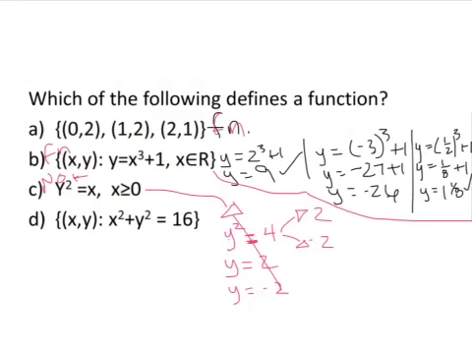And then this final one, x squared plus y squared equals 16, is a lot like a problem we saw in class. This is the equation of a circle, centered at 0 with a radius of 4. So obviously we can see it's not going to pass the vertical line test. So it's not a function.